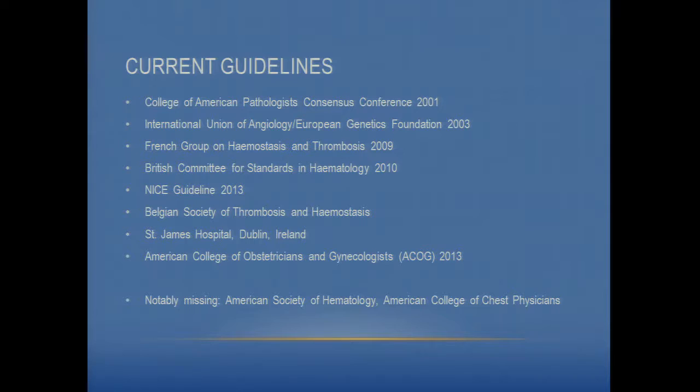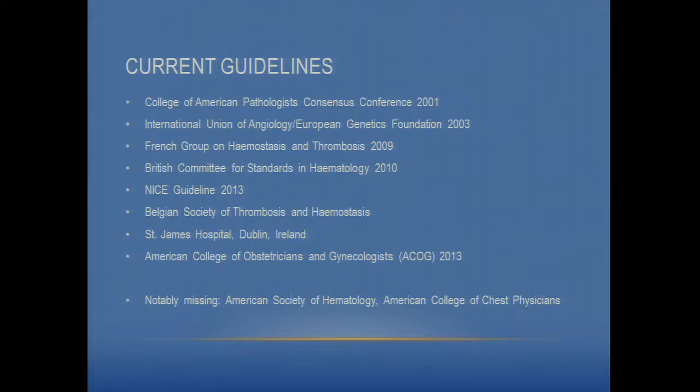And if you look at the one produced by the International Union of Angiology and the European Genetics Foundation from 2003, or the French one from 2009, or the British one from 2010, or the Belgian one, or the random one from some hospital in Dublin that publishes their own guidelines for testing, they're all about the same. They're all bulky documents that give you scenario after scenario after scenario after scenario about who should be tested and who should not, and what the evidence is behind that. And I can tell you the evidence is not good, no matter which guideline you're using.